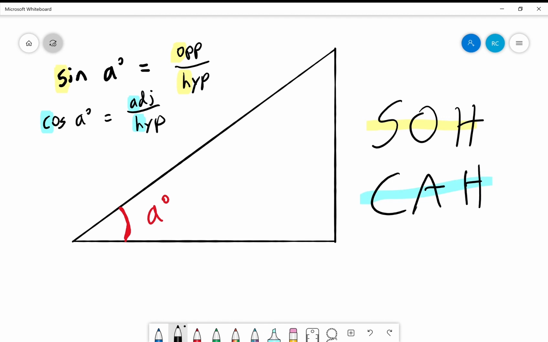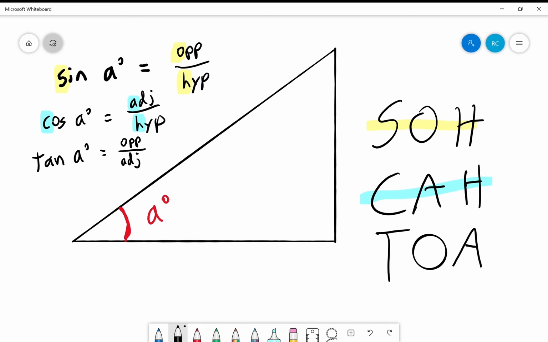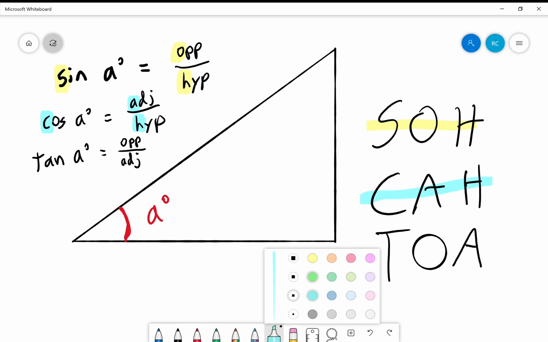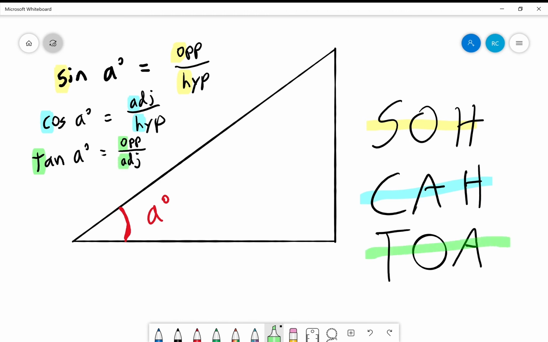And finally, the very last one, tangent of A degrees is the opposite leg over the adjacent leg. That's the TOA. Tangent is opposite over adjacent, TOA.